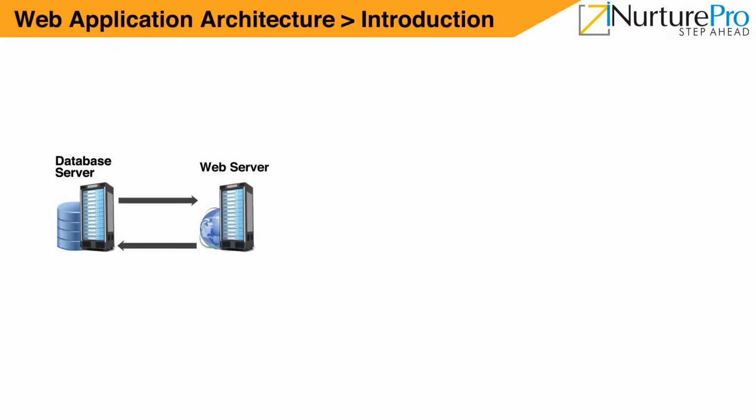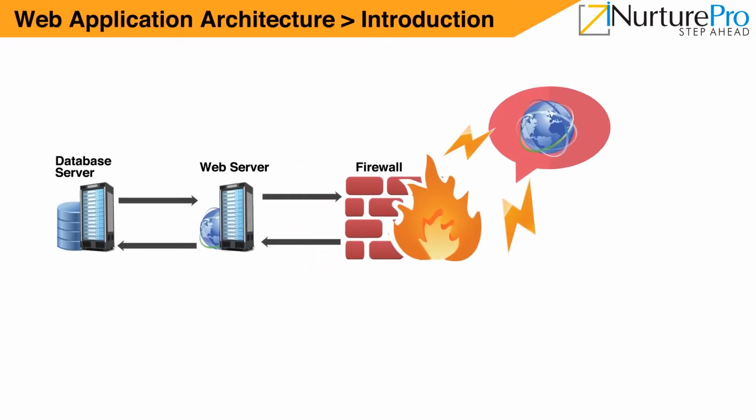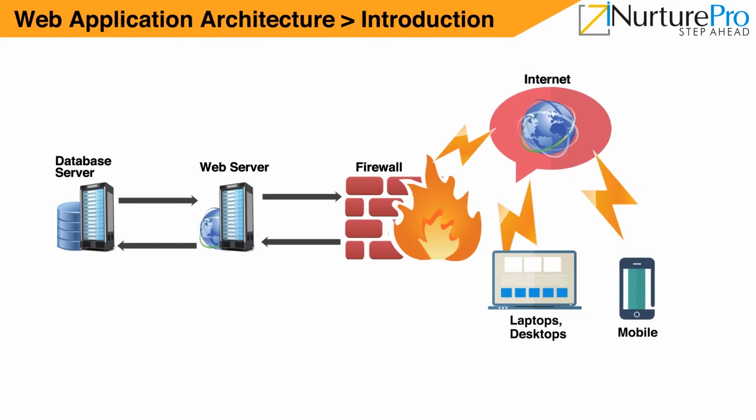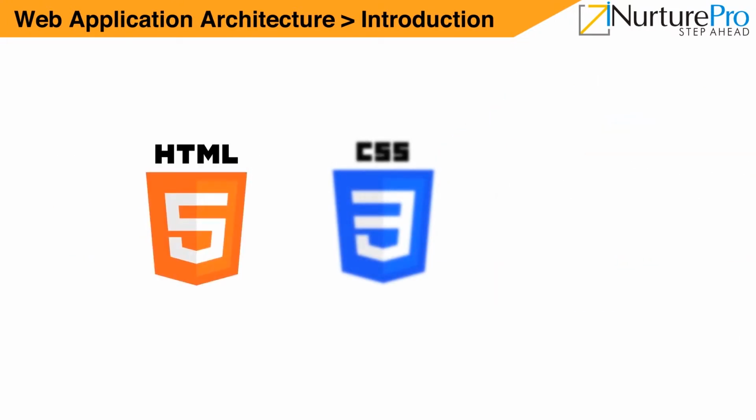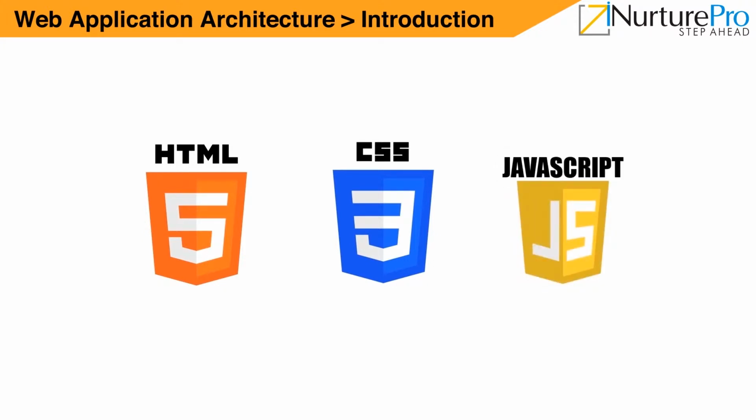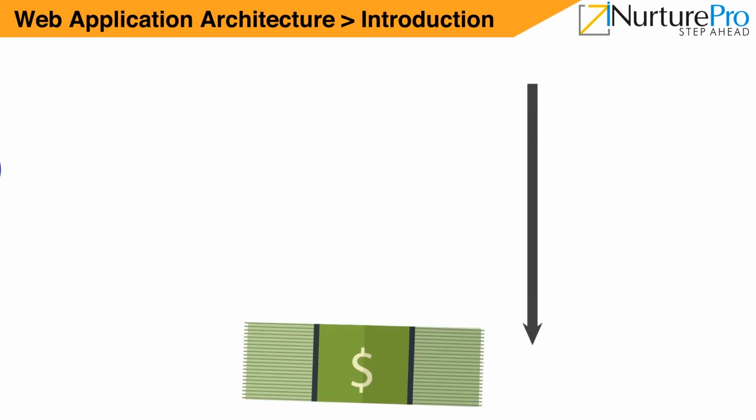A web application refers to a computer program that enables a user to access data from a database over the internet using a web browser. Web applications are usually developed in languages such as Hypertext Markup Language (HTML), Cascading Style Sheets (CSS), and JavaScript, which are the basic languages used to build a website on the internet. The main advantage of this is that developers can use technologies which they are already familiar with. This will ultimately reduce the cost of development.